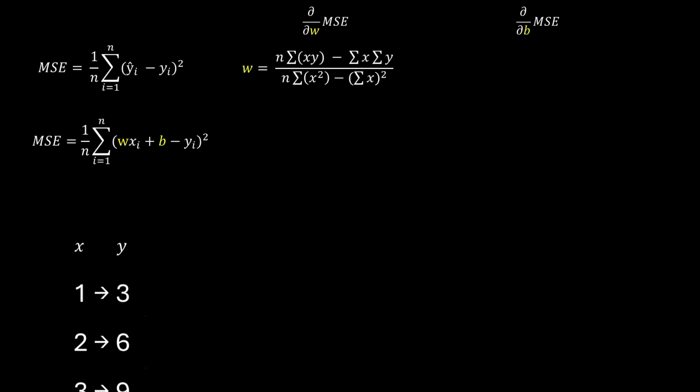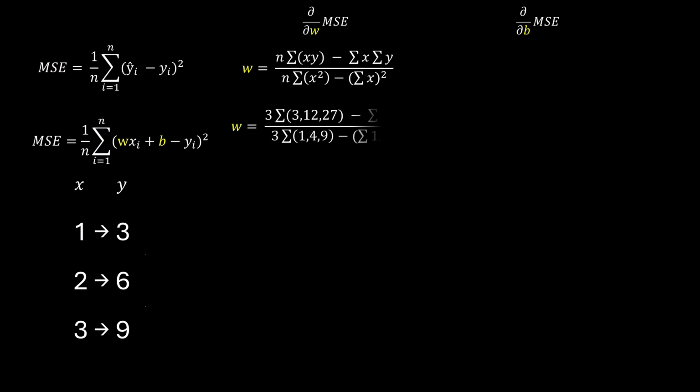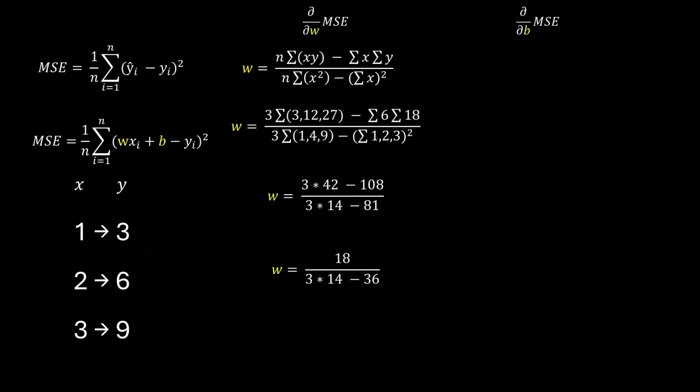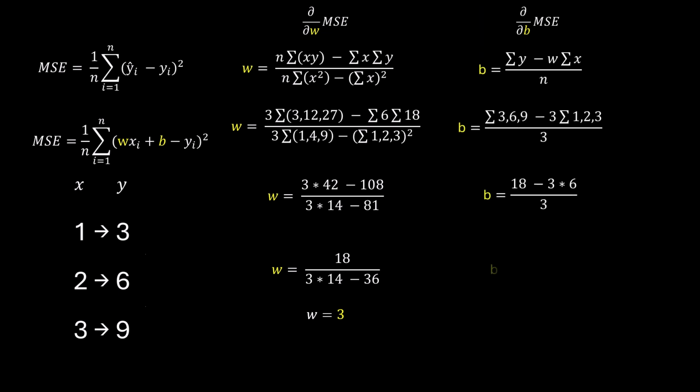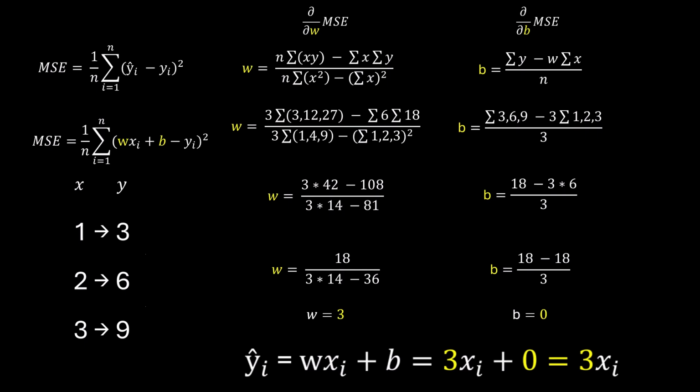For now, let's plug in these simple example values into the least squares estimation formulas, W and B. For W, we get the value of 3, which is exactly as we guessed. Similarly, for the partial derivative with respect to B, we get B equals 0. So our final equation becomes y equals 3x. And this is why we get a value of y equals 12 when the x value equals 4.